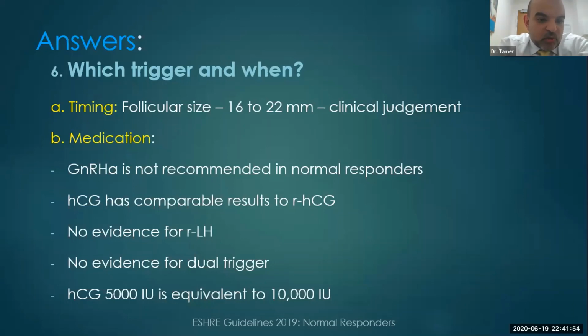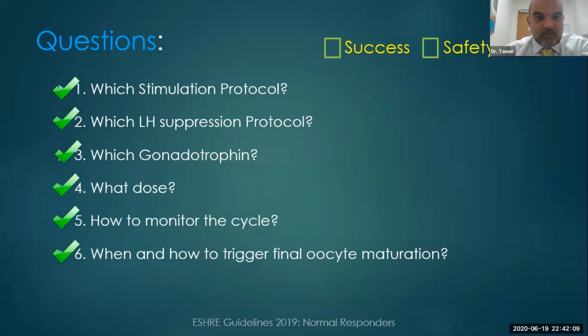No evidence to recommend recombinant LH specifically. No evidence to recommend dual triggers so far. And if you go for urinary HCG, you may as well use 5,000 as 10,000. It doesn't make much difference, not in safety, not in success.